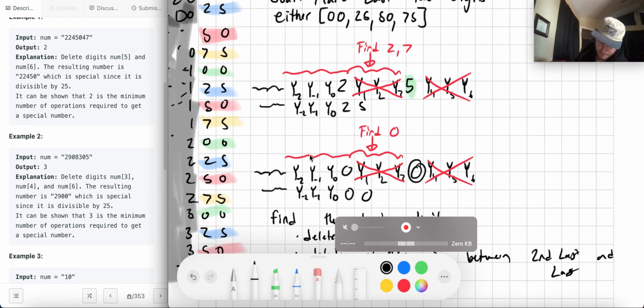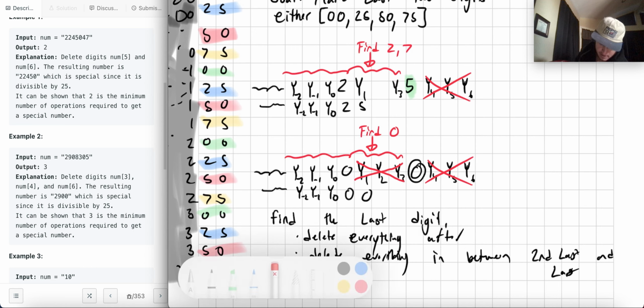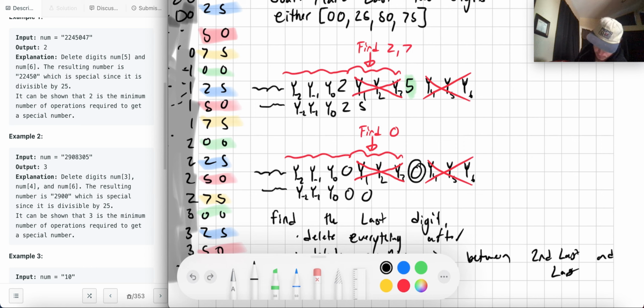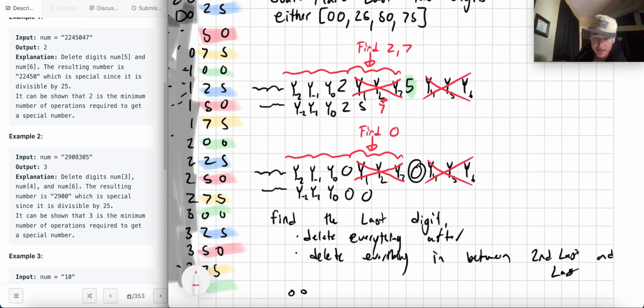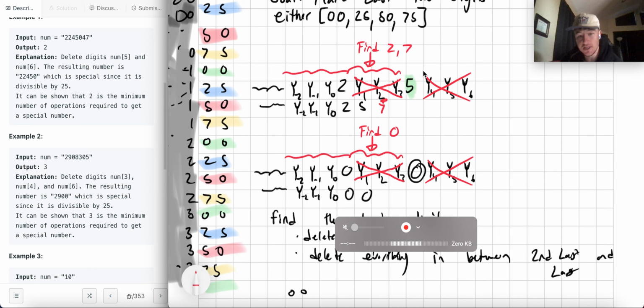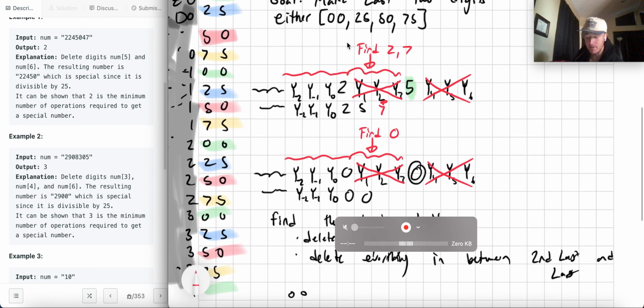And of course, if there was a closer 7 here, for example, if there was a 7 right here, well then obviously I would want to just attach to the 7 because it's closer and only delete one thing to make it 75, right? So that's kind of the idea about how this is going to work.